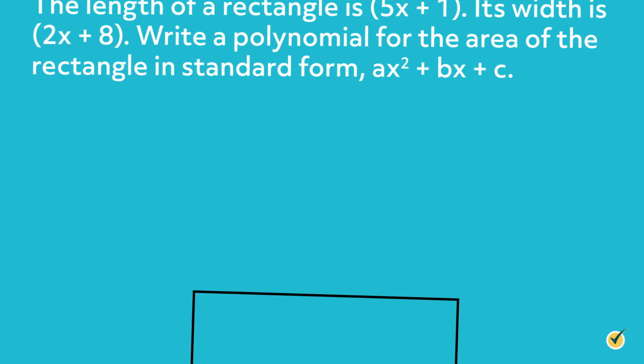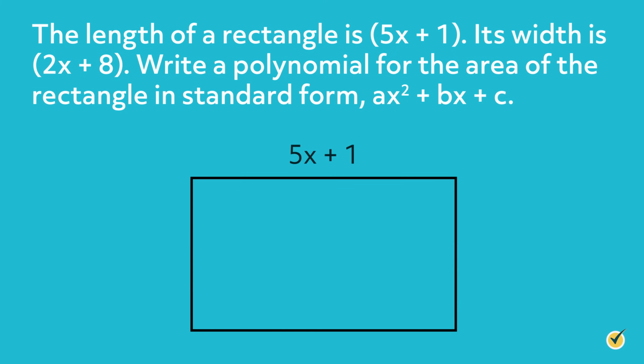I have one more problem for you to analyze on your own. This one is a little bit more challenging, but I know you can do it. The length of a rectangle is 5x plus 1, and its width is 2x plus 8. Write a polynomial for the area of the rectangle in standard form, ax squared plus bx plus c. Pause the video, analyze the word problem, and see if you can solve it by yourself. When you're ready, resume the video and we'll go over the answer together. Think you've got it? Let's see.